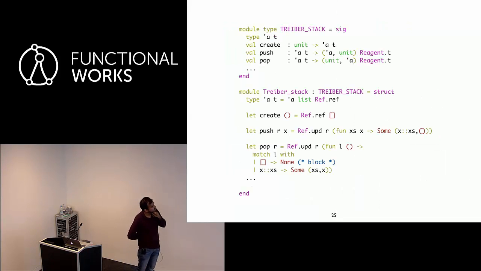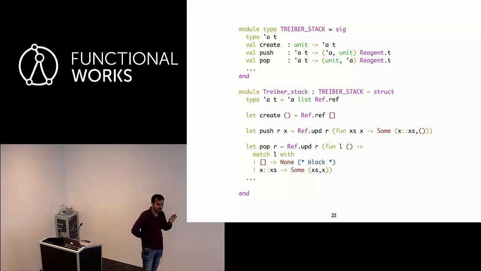Now here's an implementation of the lock-free stack, but built with reagents. So again, we use a list reference to represent the stack. And then the push operation uses the UPD combinator to update the stack to the new value. And the pop operator is more interesting. It tries to dereference the stack, and if the stack is empty, returns none. And due to the semantics of UPD, it automatically blocks. And it's woken up when there is a corresponding push on this particular reagent.